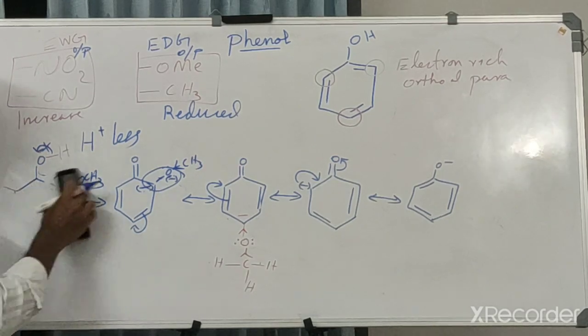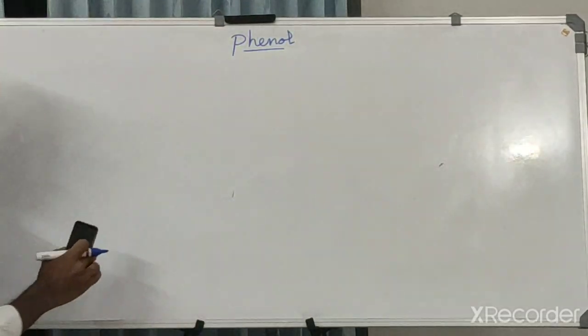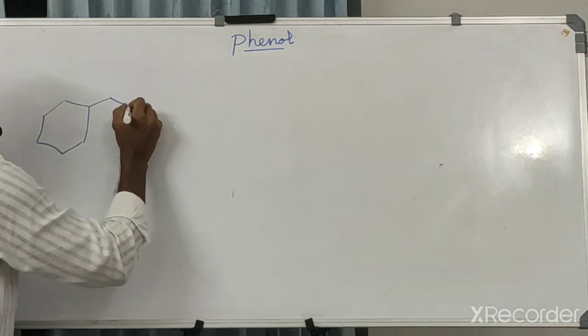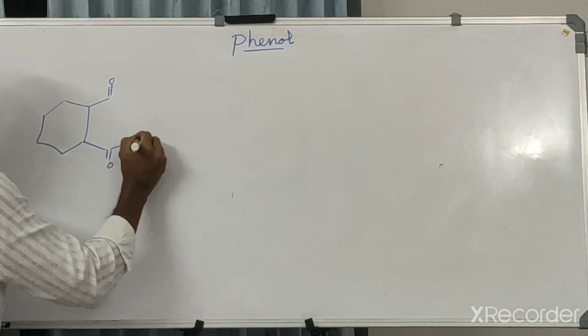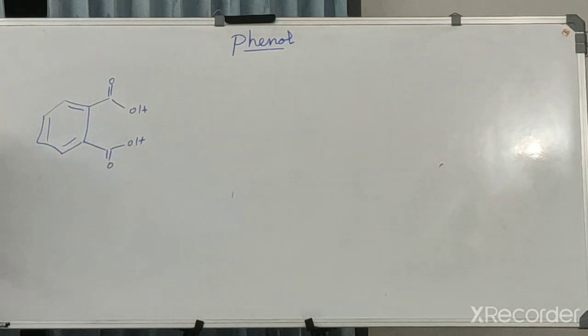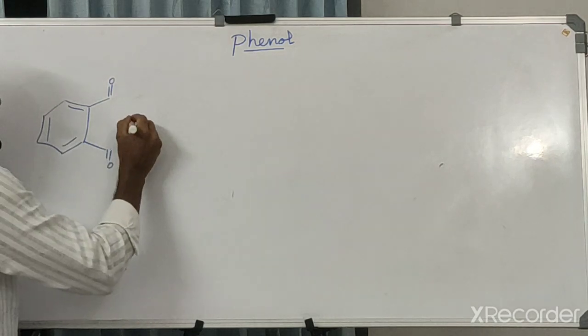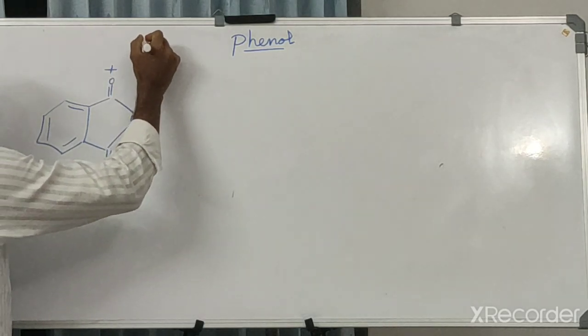Okay, now we can consider some reactions of phenol. Usually phenol is given in labs, and we can easily identify the compound by a simple test in which phenol is treated with phthalic acid, and if you are heating that one, it will become an anhydride, phthalic anhydride. This is actually phthalic anhydride. And if you are treating phthalic anhydride with phenol in our lab, this is actually phenol, hydrogen.